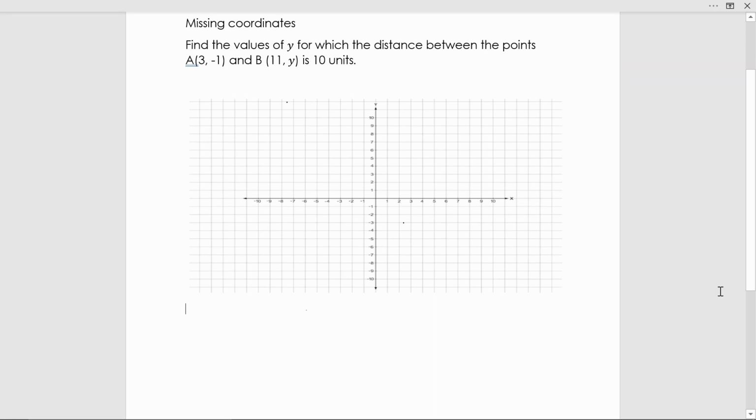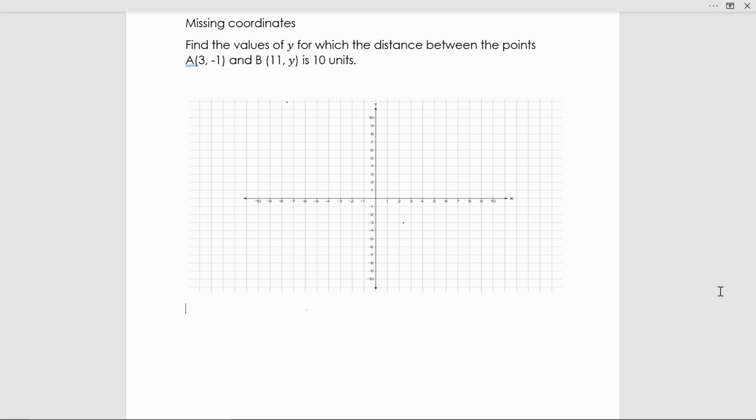The first point we're going to discuss in today's session is about missing coordinates. We can take an example by which we can see what these missing coordinates are and how we can find their value. In this example, it is given: find the value of y for which the distance between the points A (3, -1) and B (11, y) is 10 units.